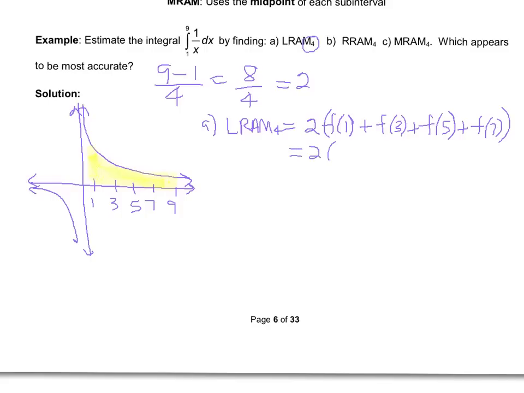So this is going to give us 2, and then again the function values come from plugging the number into the integrand. F of x again was equal to 1 over x. So just plug in each of those values to get the y value. This is going to give you 1 over 1 plus 1/3 plus 1/5 plus 1/7. You can do all that on your calculator, and this will give you an approximation, 3 decimal places always in this class, 3.352.